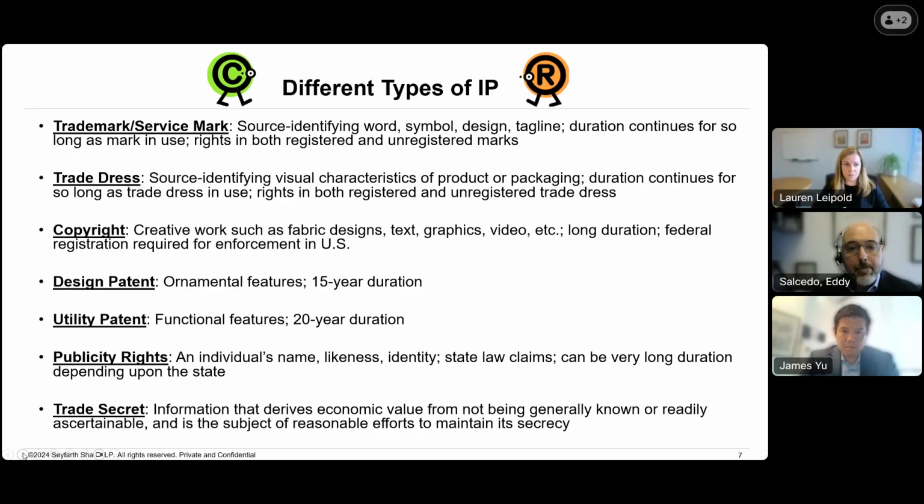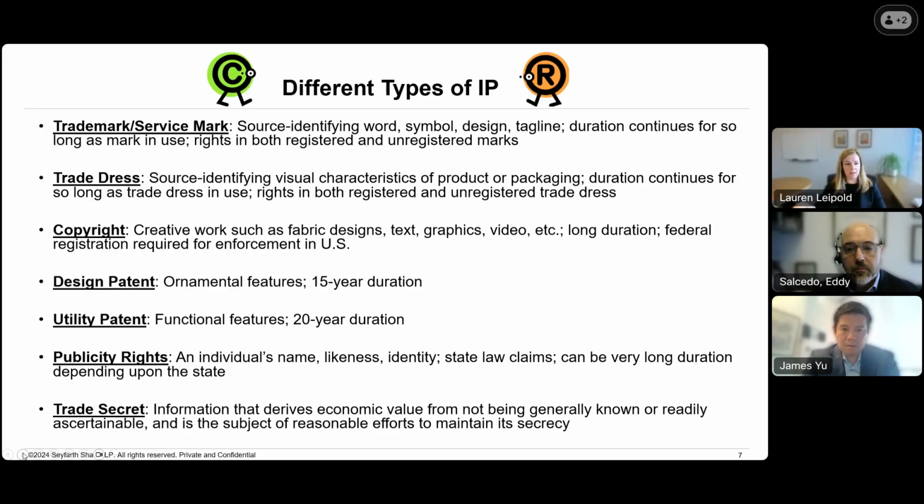The next two items on the list, design patent and utility patent, both fall under the Patent Act, but it's important to understand there are two different types of protection with two different lengths of protection. So patents are designed to protect inventions, processes, any sort of product feature that's unique and proprietary to you. The utility patent is going to be the more traditional patent you think of in the technical sense, the functional features of your product.